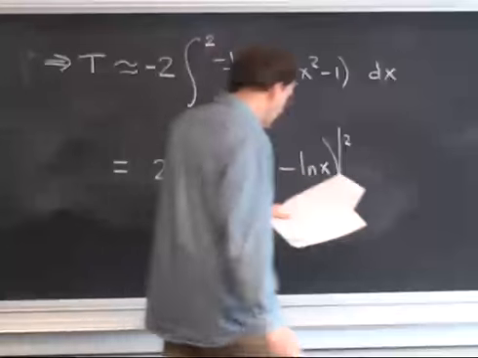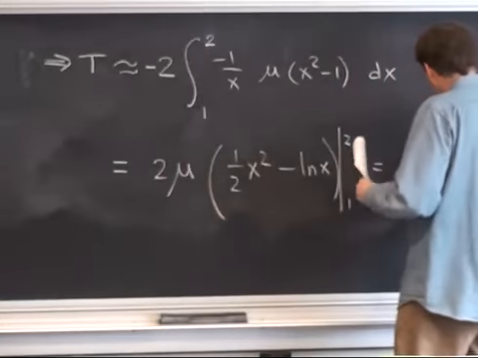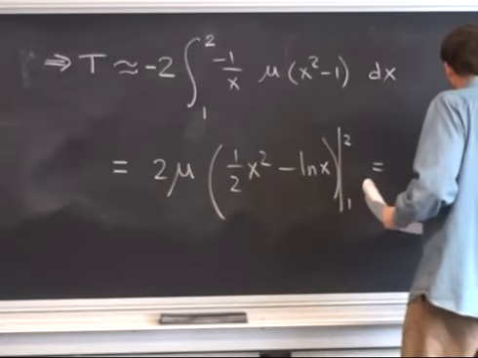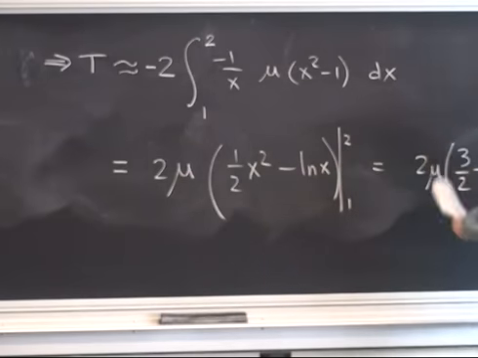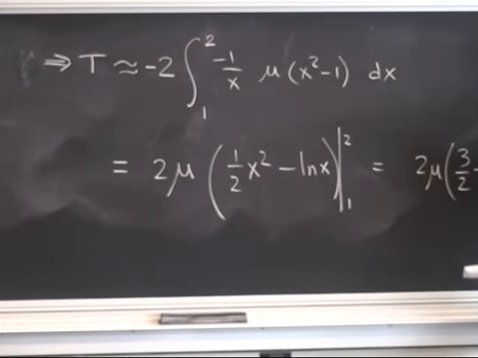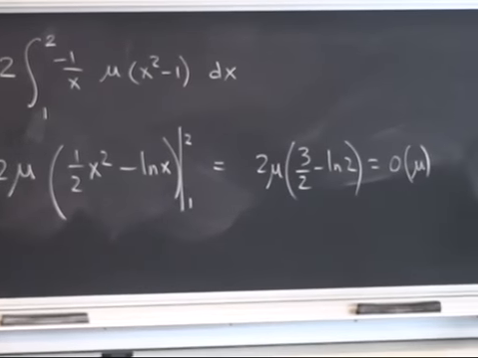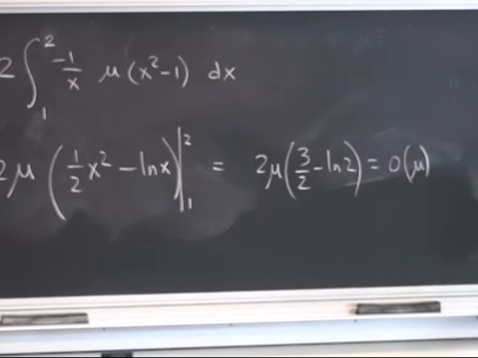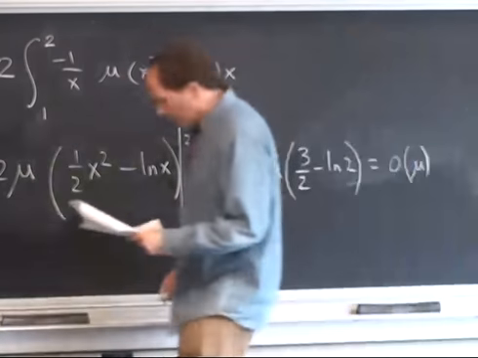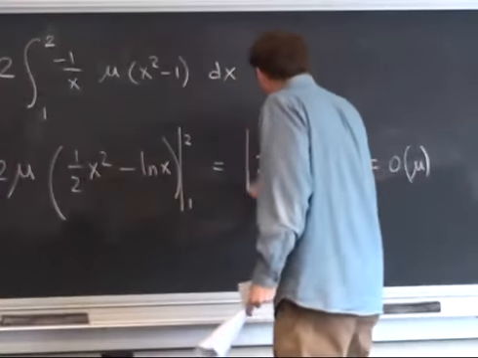I know that the answer is supposed to come out 2 mu 3 halves minus log 2, which is positive and which is order mu as expected. But I don't know. I think it's okay. No? Yeah, it's good. All right. But anyway, this is the period to leading order.